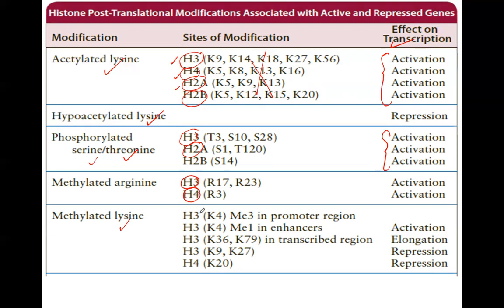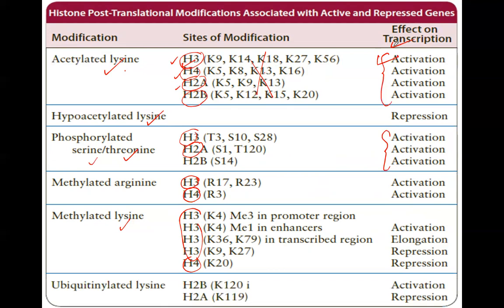The methylated lysine in different histone 3s and histone 4 will lead to either activation, elongation, or repression. So we understood now that lysines, for example lysine in histone 3, if acetylated, the genes nearby will be activated. As well, ubiquitinated lysine is another post-translational modification. In the tail of histone 2A or histone 2B, one of them will lead to activation of the gene nearby to be transcribed, the other will be repressed.